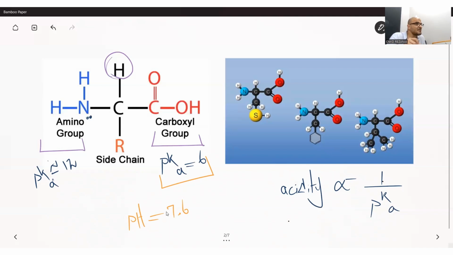I'm looking at pH 7.6 and the pKa value of the carboxylic acid. I see that the pKa value of the carboxylic acid is less than 7.6. It means that the smaller pKa value makes this more acidic. Then as a result, if it becomes more acidic, what happens? It's going to donate a hydrogen. It is very important. Let me erase this because I need that space.